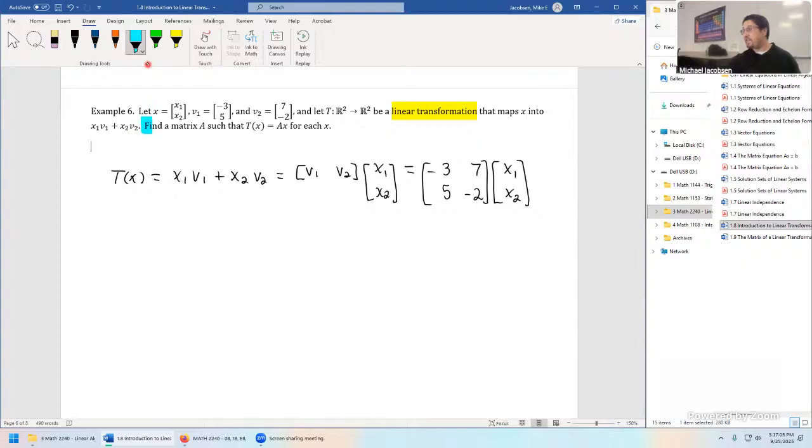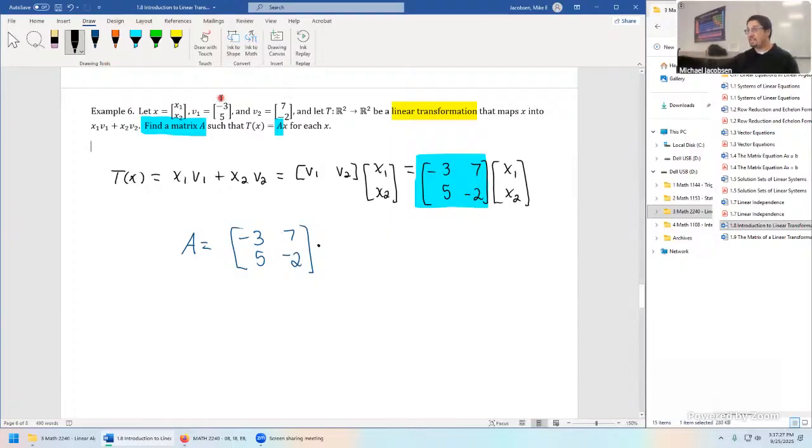What we were trying to do is find the matrix A. And there it is, such that T of x equals Ax. So we can say the problem is now complete. A equals [-3 7; 5 -2]. So really, the punchline to this one is all you had to do to find that matrix A was drop -3, 5 here, take 7, -2, drop it here, and that actually did the job.